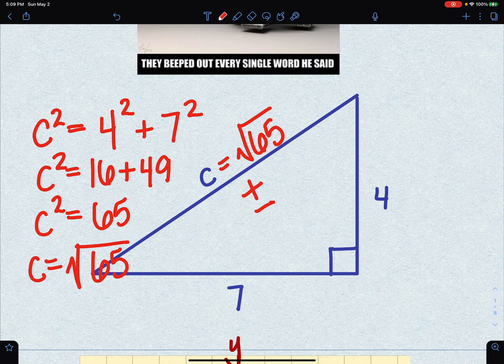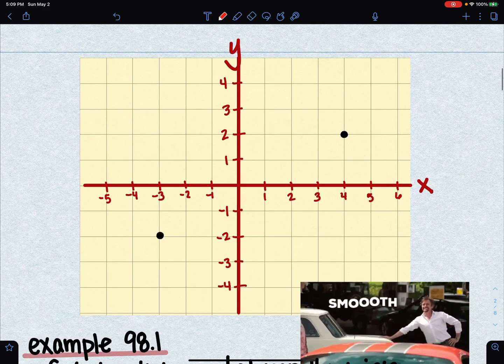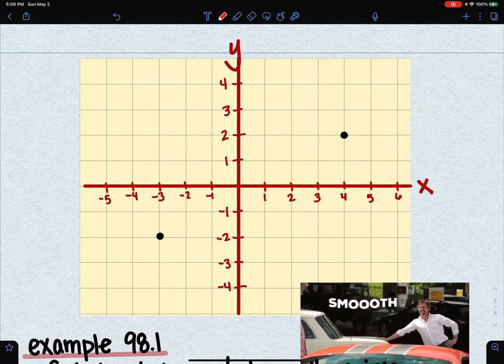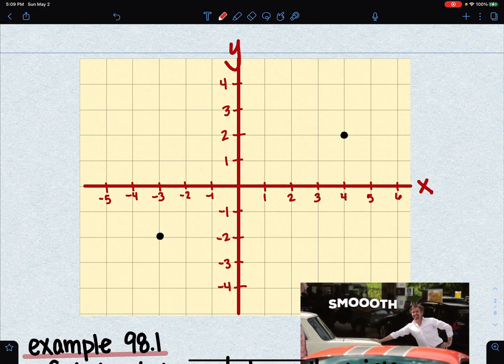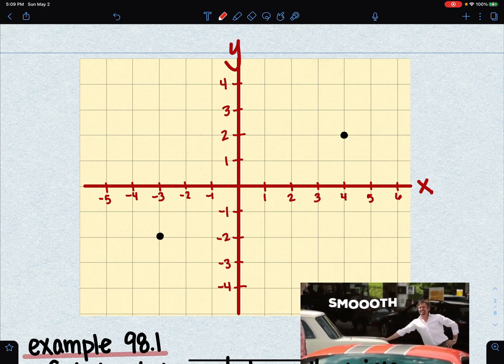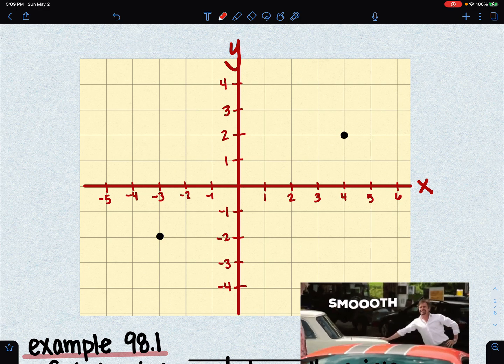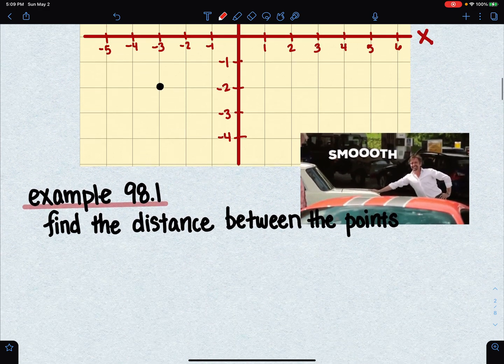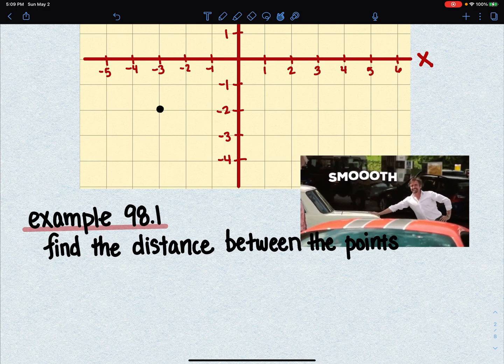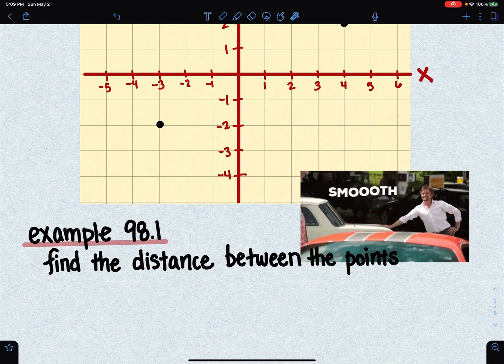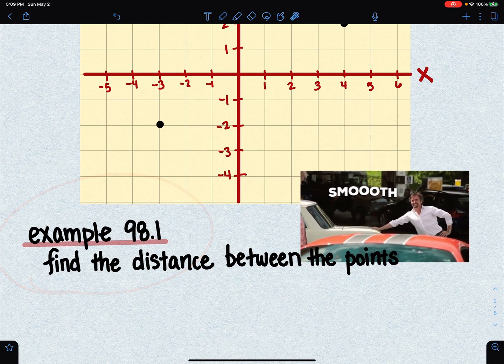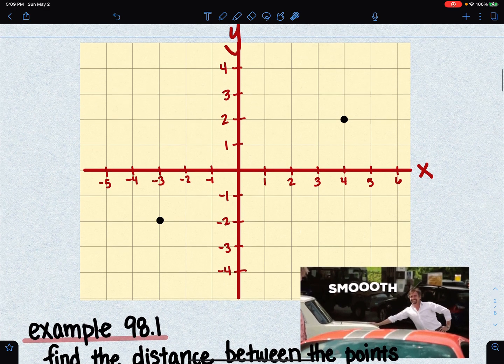So here's how we're going to take it to the next level. The next level is we're going to find the distance between points. So let's say that they give us these 2 points. And here's the example right here. It's 98.1. Find the distance between the points. Okay, so here are the 2 points.